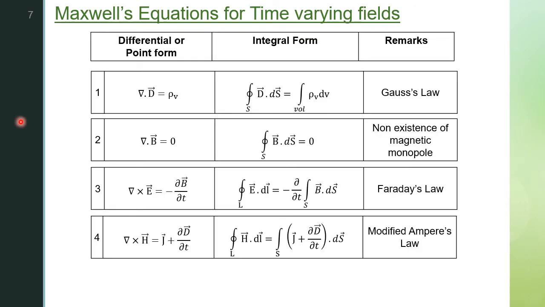So we have already discussed the Maxwell's equations for time varying fields. There were four Maxwell's equations, starting with the Gauss law to the modified Ampere's law. The corresponding point forms were given by del dot D equals rho v, del dot B equals 0, del cross E equals minus dou B by dou t, and del cross H equals J plus dou D by dou t. Now we'll extend this into the phasor form. That is, we'll modify these expressions into the phasor form.